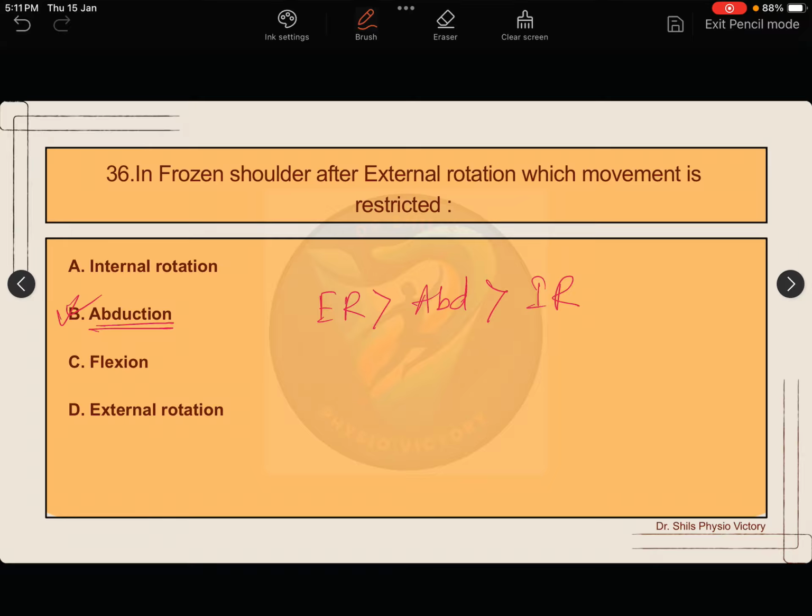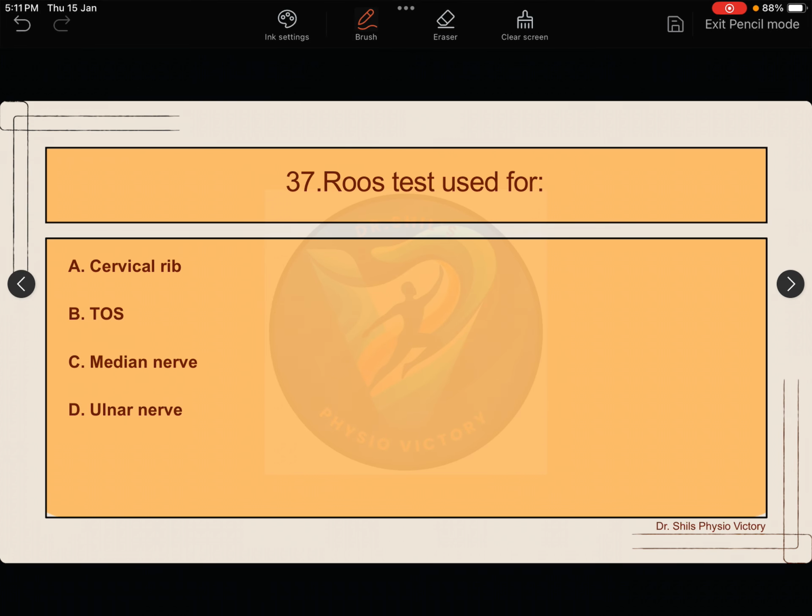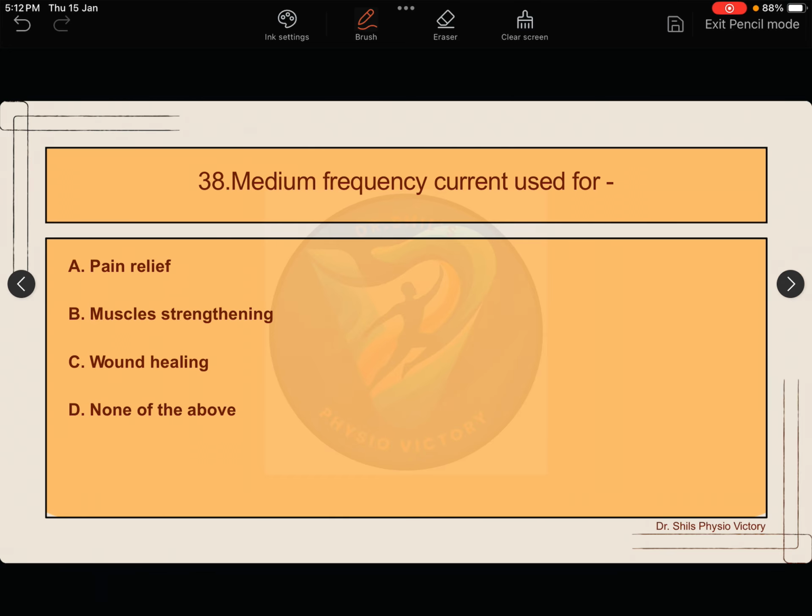Next, come to question number 37. Roos test is used for option A cervical rib, option B thoracic outlet syndrome, option C median nerve, option D ulnar nerve. Here the correct answer is thoracic outlet syndrome. Next, come to question number 38.